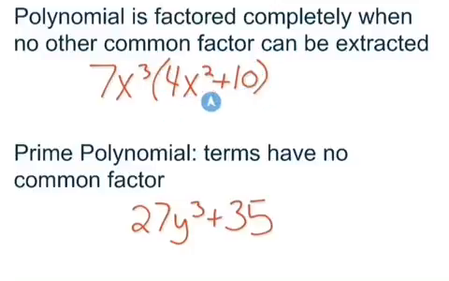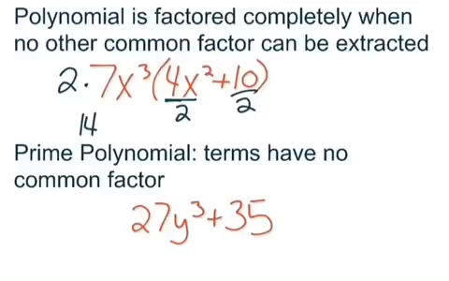Look at the part on the inside to answer that question. Is there any common factor between these two terms? Now, hopefully you've already thought about it. Well, yes, both of these are divisible by 2. Therefore, there is a common factor. So what we do is we go ahead and divide both terms by 2, and that 2 gets to come and be part of the GCF out here.